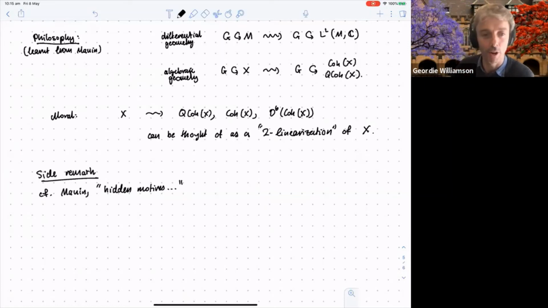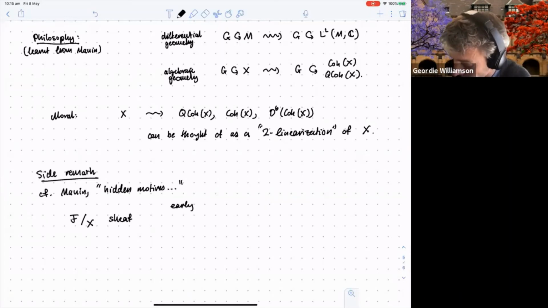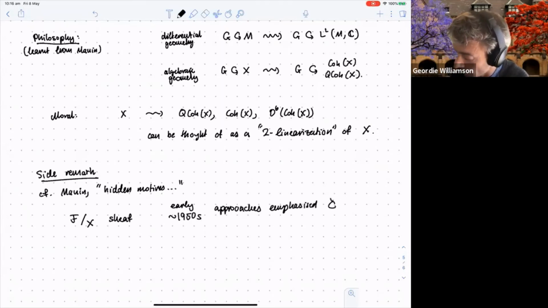I just found this really beautiful and wanted to tell you. So what Manin points out is that if F is a sheaf on X, then early, in the 1950s, approaches emphasized Čech coverings.